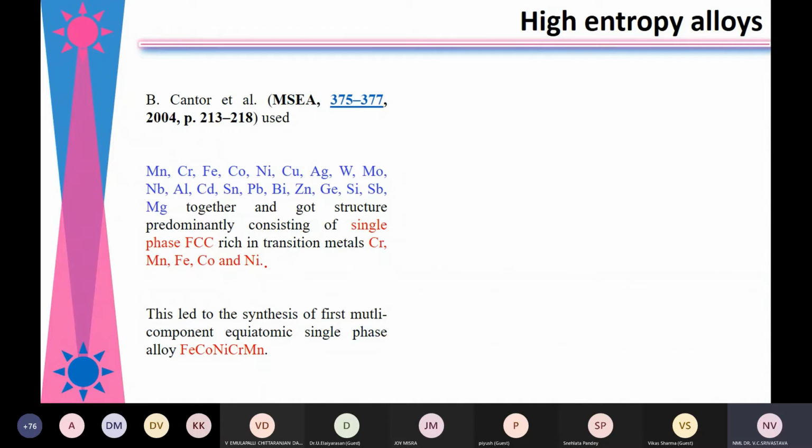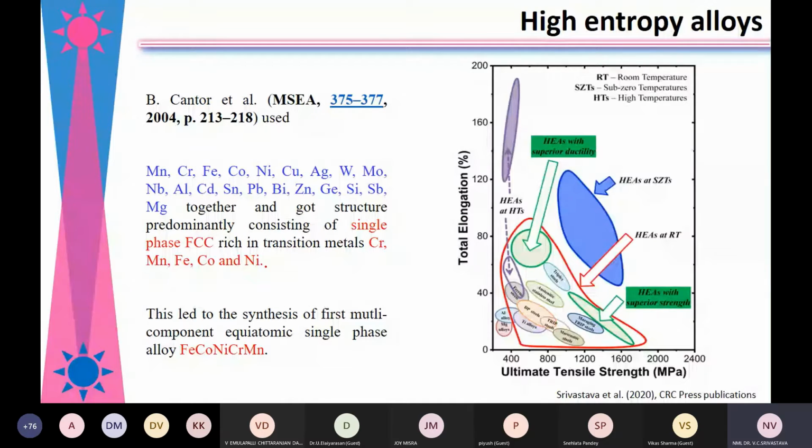And if you look at the properties of these materials, they are really very unique in the sense that the sub-zero temperature properties are tremendously high, you can see. The elongation as well as ultimate tensile strength. These are the steels we use generally today, but high entropy alloys have very high strength as well as ductility in this case. And high temperature applications also you can see. These are the properties at high temperature.